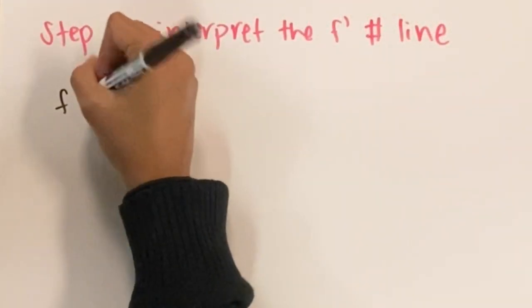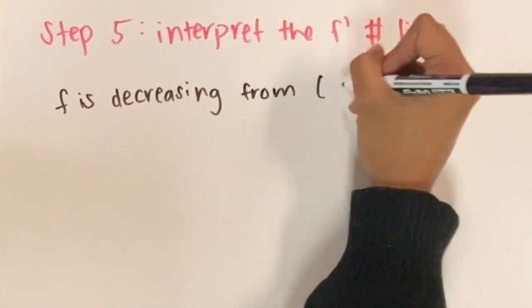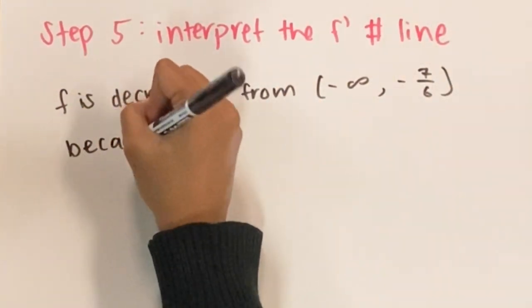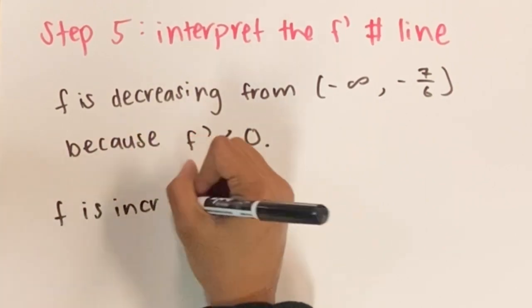Since we know f prime is less than 0 from negative infinity to negative 7/6, we know f is decreasing on this interval. Similarly, since we know f prime is greater than 0 from negative 7/6 to positive infinity, it is increasing on this interval.